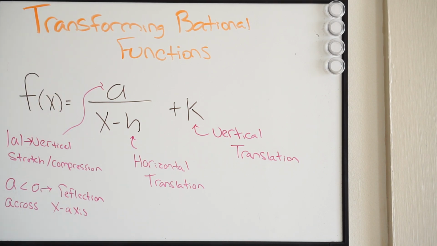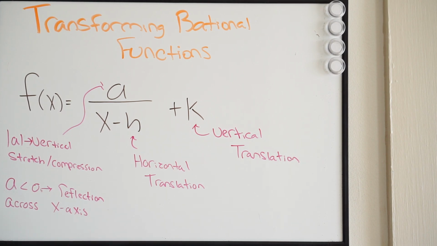All right, our a value. The absolute value of our a value, whatever that may be, is going to be the vertical stretch or compression. And if a is less than 0, if our a value is negative, it's going to be a reflection across the x-axis.